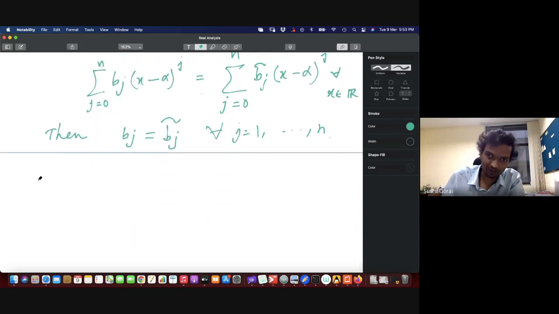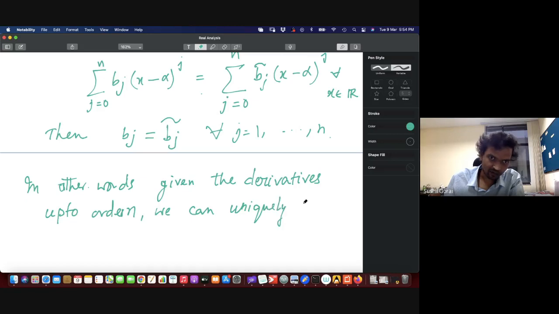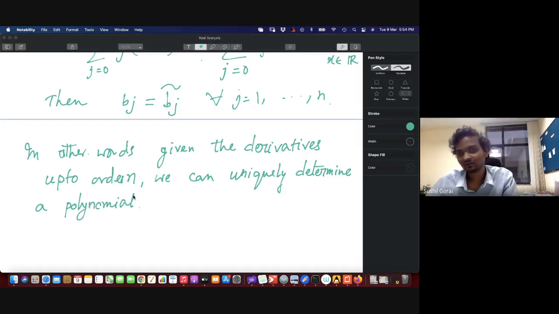Right? So in other words, given the derivatives up to order n, we can uniquely determine a polynomial.